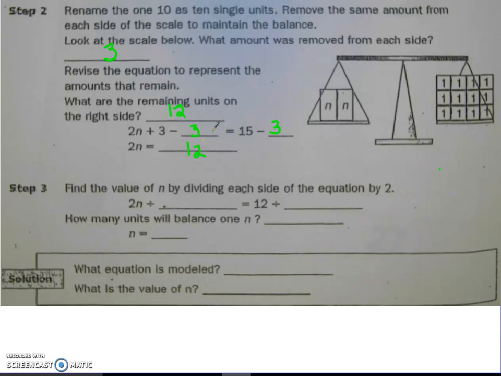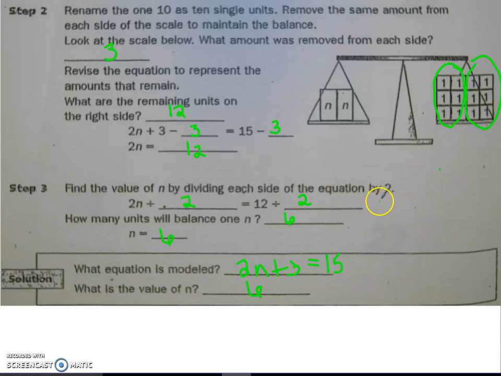Find the value of n by dividing each side of the equation by 2. So 2n divided by 2 will get me n, and 12 divided by 2, or 2 equal groups, will be 6. Okay, so the equation that was modeled was 2n plus 3 equals 15. The value of n is 6.